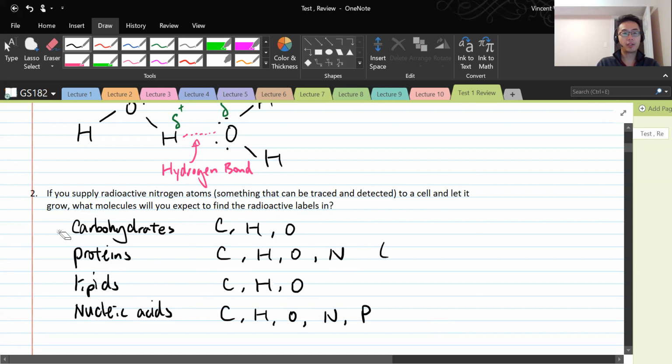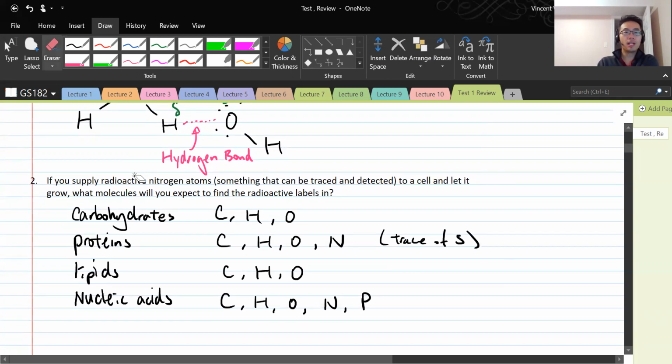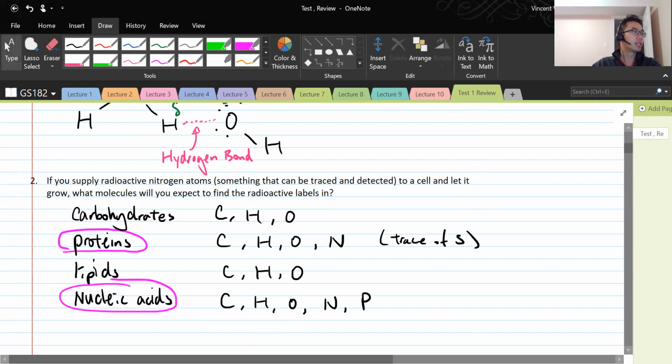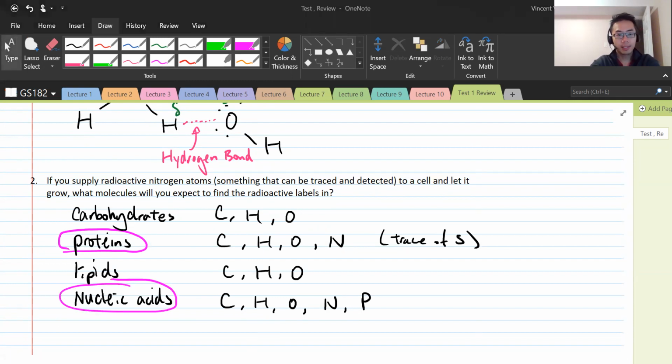Okay, so I should remind you that proteins have traces of sulfur as well. Okay, so if you radioactively label the nitrogen, it is going to show up in the proteins as well as the nucleic acid. Okay, any question?